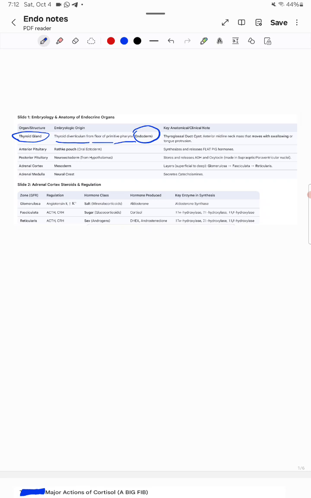Okay, then key anatomical notes. Sometimes there is a cyst in the anterior midline neck mass that moves with swallowing or tongue protrusion. So there will be a scenario of a mass in the midline of neck, and they're saying that on tongue protrusion or on swallowing it is moving. So this is thyroglossal duct cyst, okay, and it is benign usually.